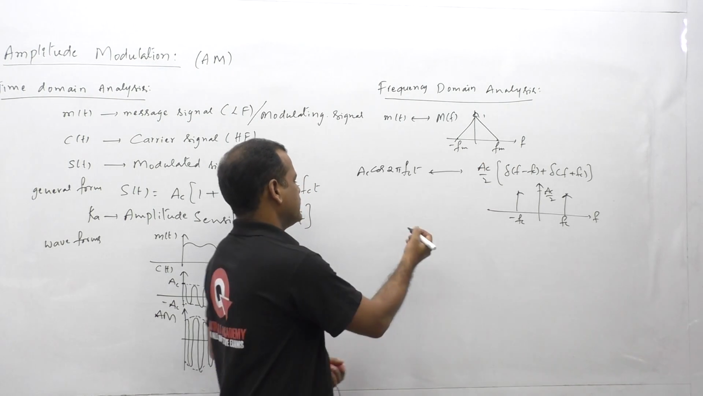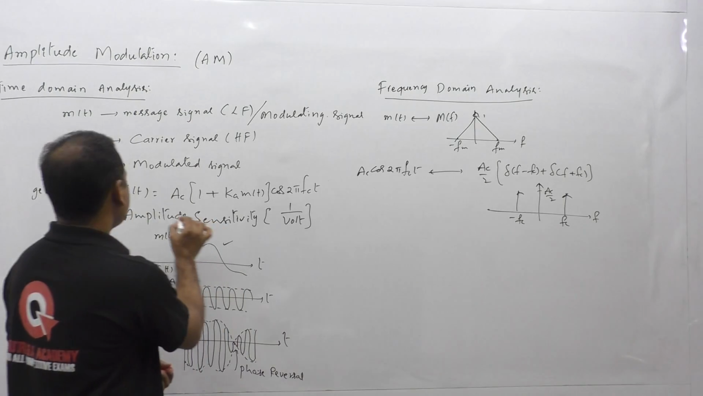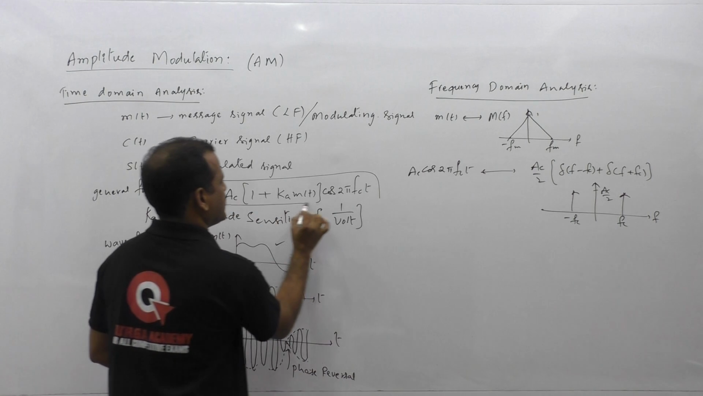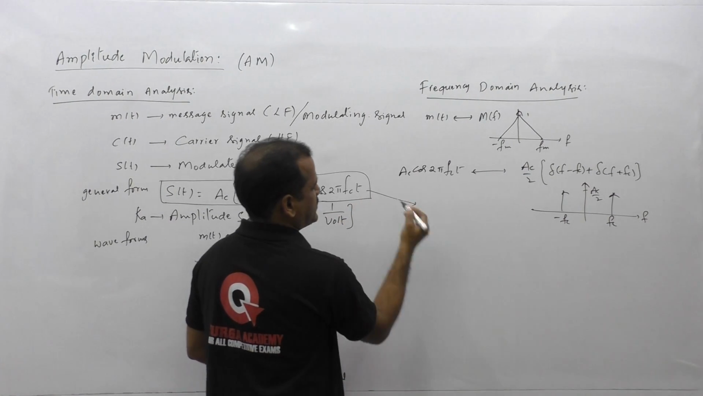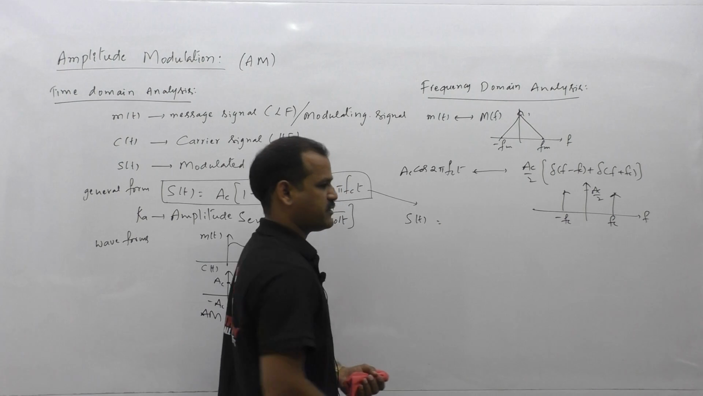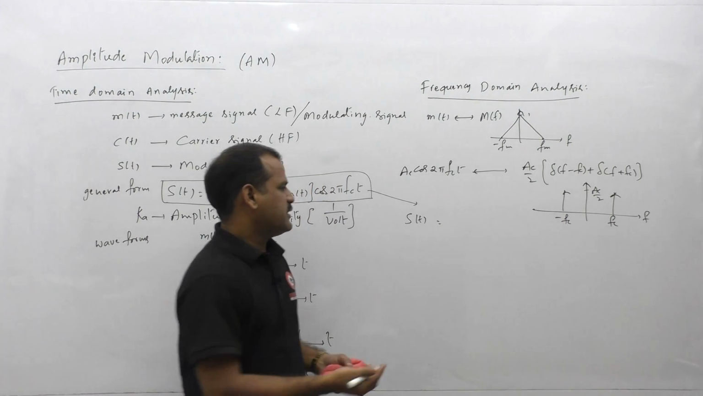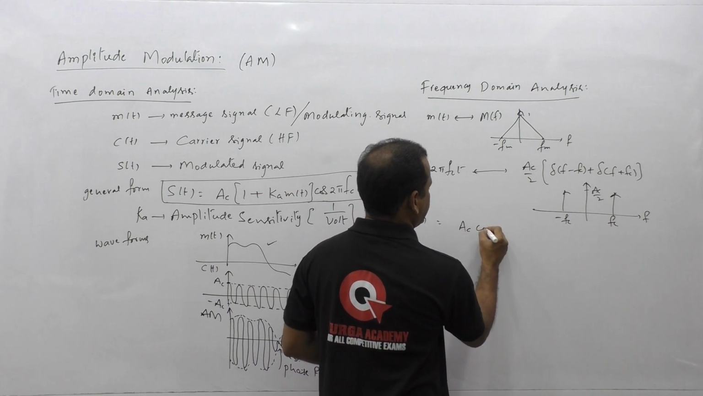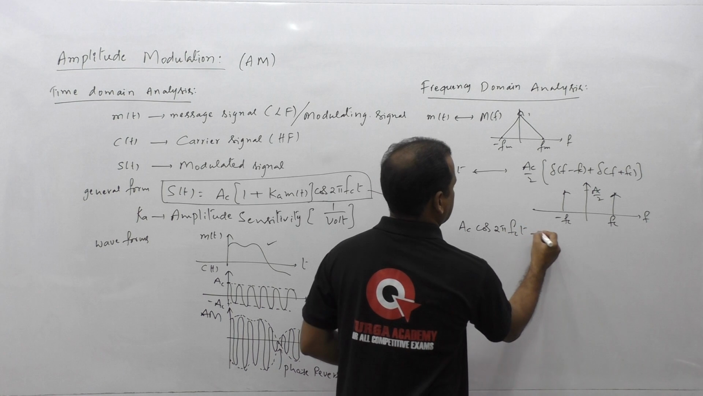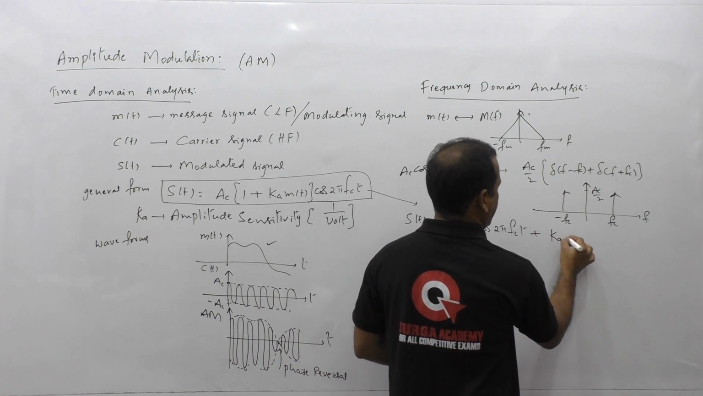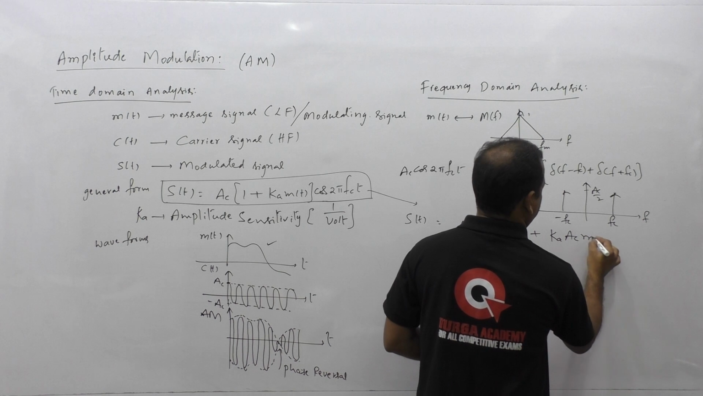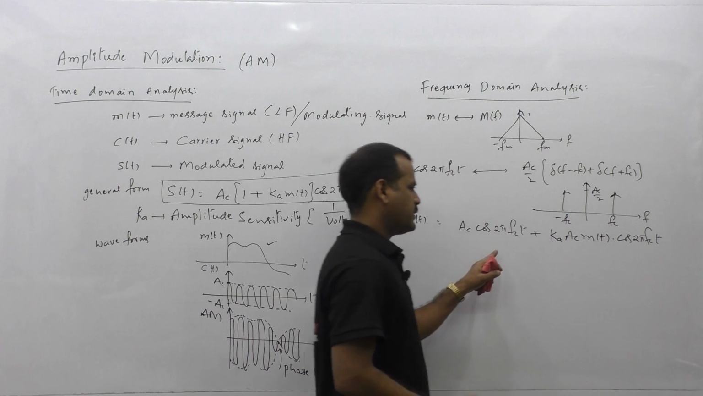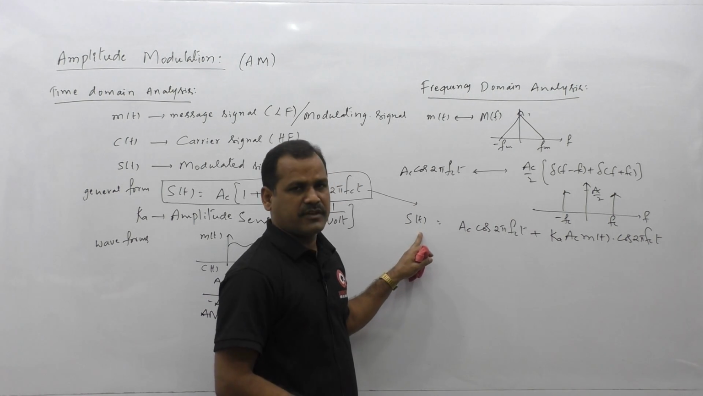Let us consider the Fourier transform of this amplitude modulated signal S of t here. So this is the AM signal in time domain. Let us consider this expression and apply the Fourier transform to analyze the frequency domain here. So S of t, let us multiply this cos signal inside, we will get the first term AC cos 2 pi fct plus the second term Ka AC m of t multiplied by cos 2 pi fct.